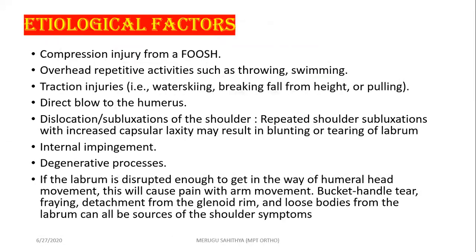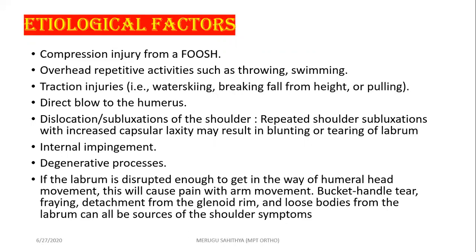Coming to the etiological factors: compression injury from a FOOSH, that is, falling onto an outstretched hand, and overhead repetitive activities such as throwing and swimming. Traction injuries, that is water skiing, breaking a fall from height, or pulling. Direct blow to the humerus, dislocation or subluxations of the shoulder, that is repetitive shoulder subluxations with increased capsular laxity, may also result in blunting or tearing of the labrum.